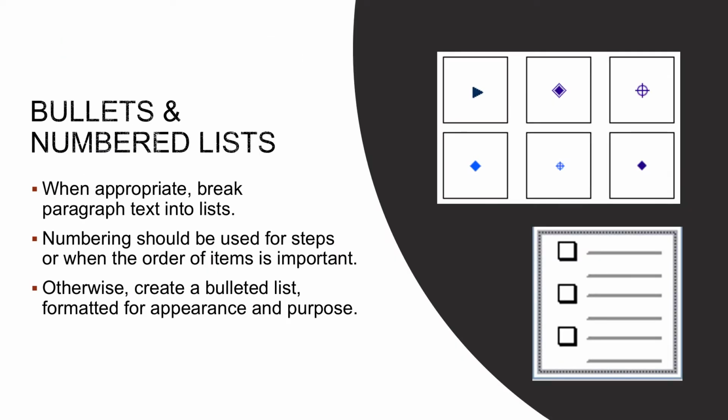All right, one way that we can add some white space and also make things faster for people to read is to take blocks of text or paragraphs and turn that into lists.